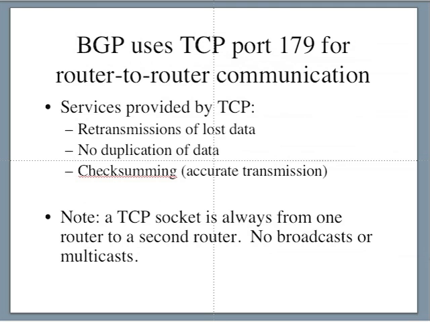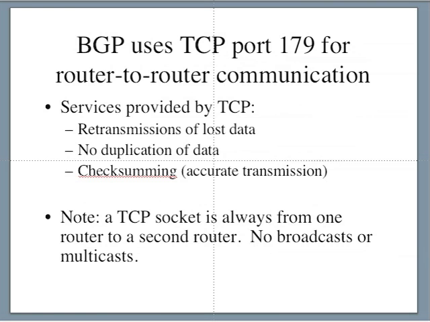BGP uses a TCP port. The first thing is that BGP uses a TCP port for router-to-router communication. The services provided by TCP include retransmission of lost data, no duplication of data, and checksumming, so that way the data is transmitted accurately. So BGP doesn't need to implement all of that stuff. It lets TCP handle it for it.